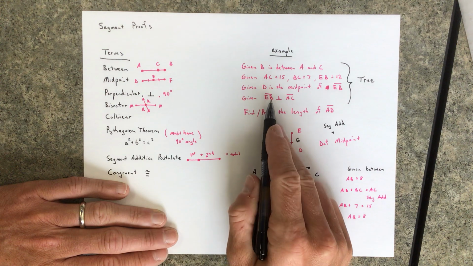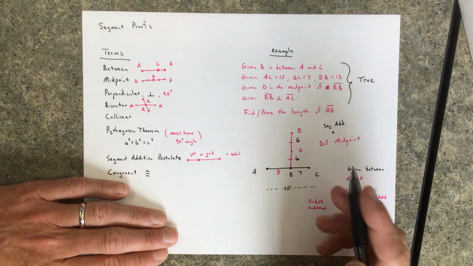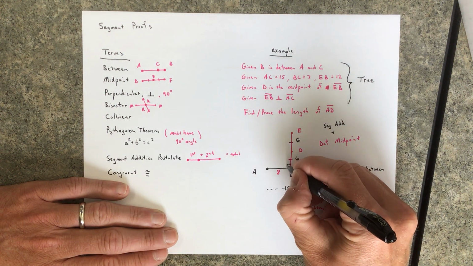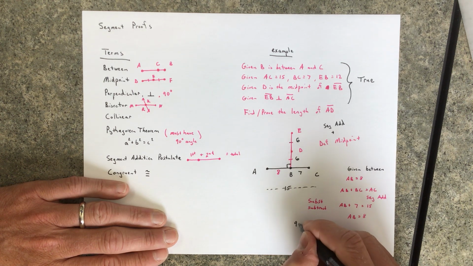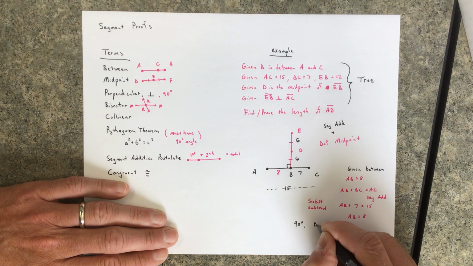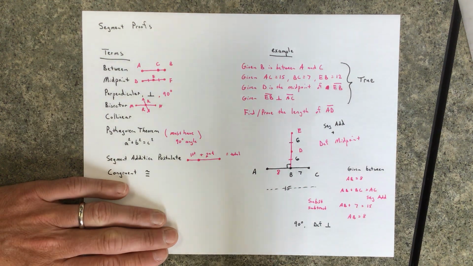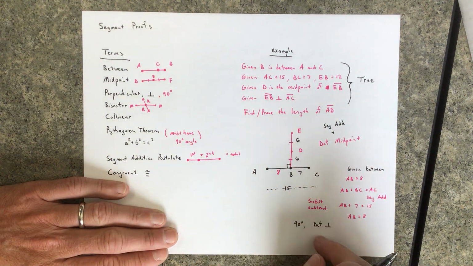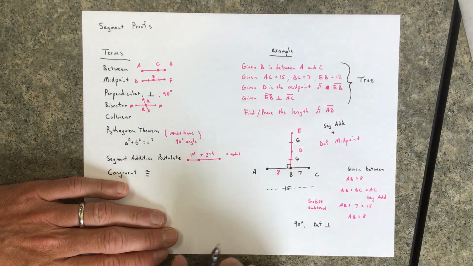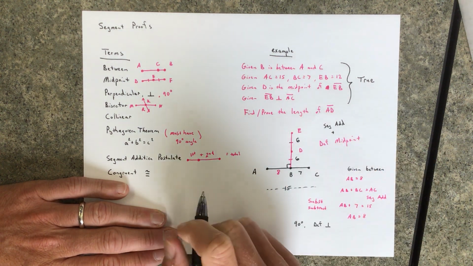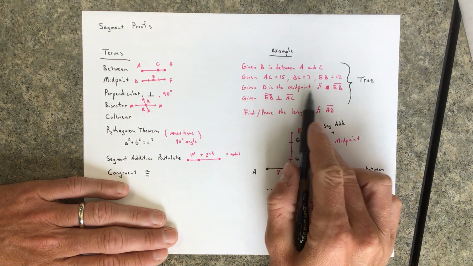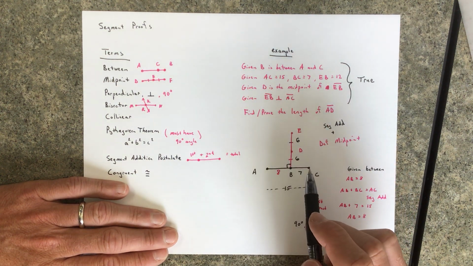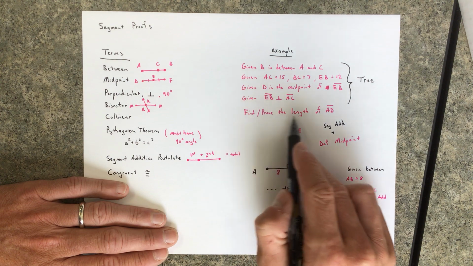All right, EB is perpendicular to AC, so I'm going to put a right angle here. And again, I know 90 degrees because that's the definition of what it means to be perpendicular. So again, I'm labeling things on the picture and then I'm justifying them. I know all of these things, and again, this is like a big picture kind of proof. Okay, so I used the midpoint, I used all of these lengths, and then it says find and prove the length of AD.